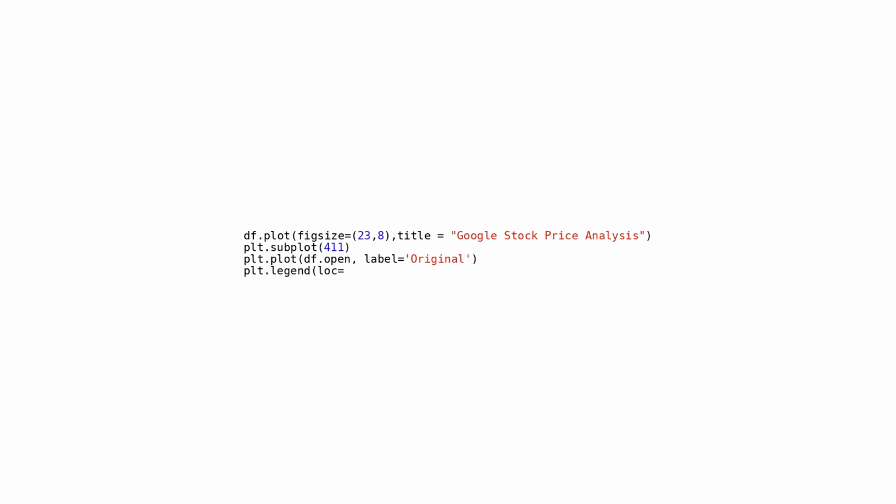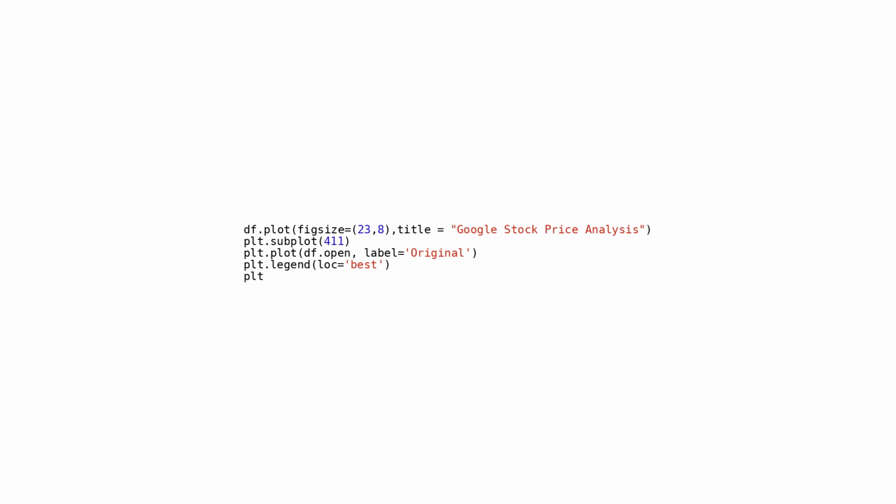This visualization tool is designed to analyze stock prices of Google. It uses the Matplotlib library to plot the data. Here is an overview of what the code accomplishes. 1. Sets the figure size to 23 by 8 inches and adds a title, Google Stock Price Analysis, to the plot. 2. Creates a 4 by 1 grid of subplots using plt.subplot. Each subplot displays a different aspect of the stock price data: open, low, high, volume.